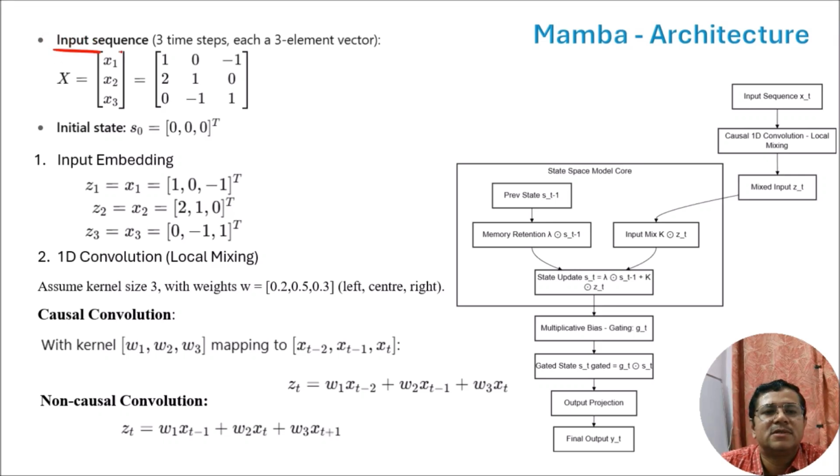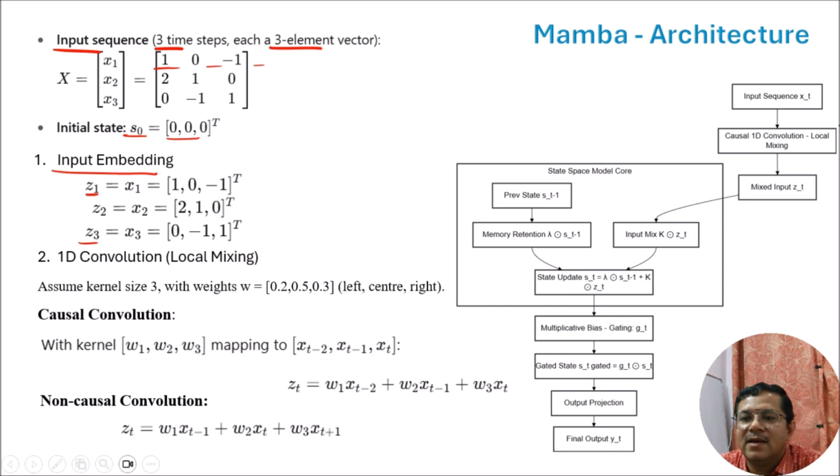Now we have the input sequence. We have 3 time steps and 3-element vectors: x1, x2 and x3, each a 3-element vector, and we are just taking the initial state as 0 0 0 transpose. We are representing each of these inputs x1, x2, x3 as embedding vectors z1, z2 and z3.